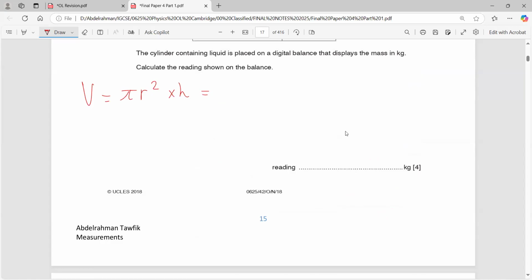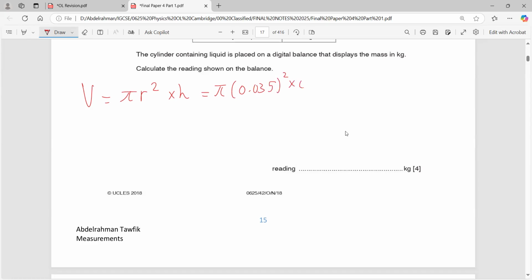The numbers are all in SI units, we can just multiply them using a calculator. It will be a very small number, but that's okay. Using a calculator, pi times 0.035 squared times the height 0.12. Let's calculate it on the calculator. It's 4.6 times 10 to the power negative 4 meters cubed.